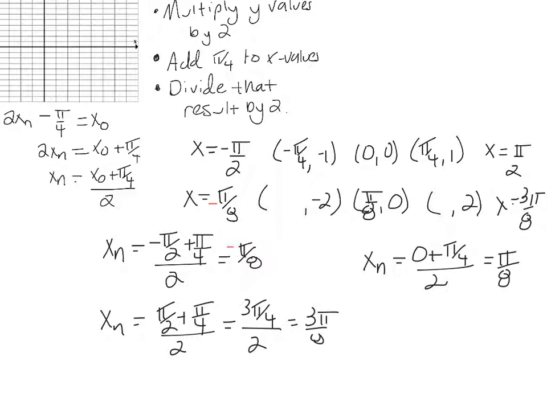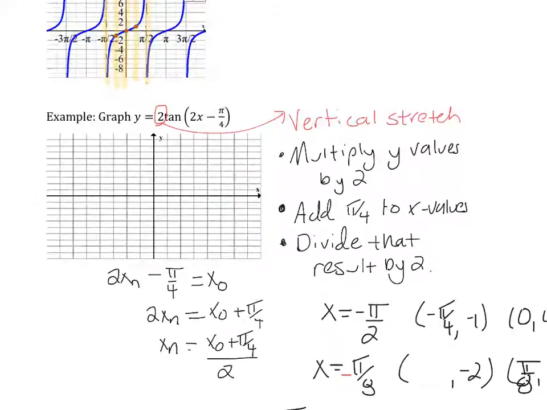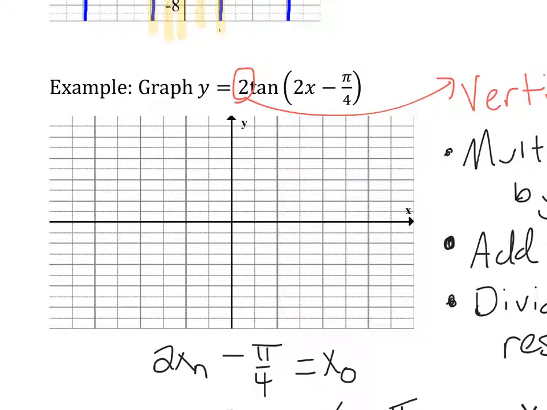I could fill in the other values, but I'm going to show you that I don't really need to. I'm going to go over to the graph and I'm going to start my asymptotes. So at negative pi over 8 and 3 pi over 8. We need to choose our own scale. I would suggest choosing a scale that allows you to equally divide your period into 4 pieces.